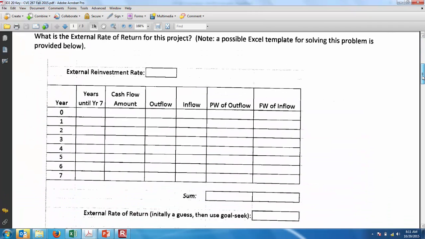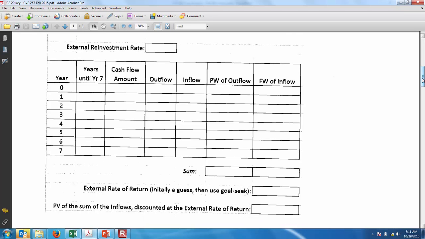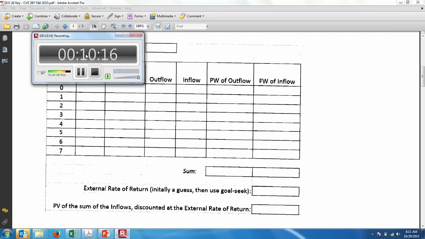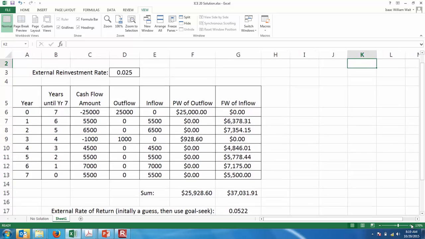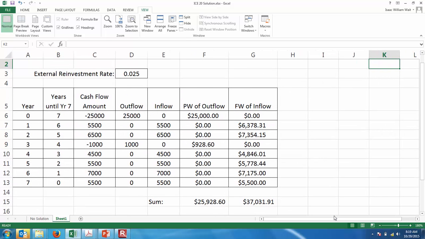So here is the template for Excel. All right, many of you are getting already to the point where you're calculating this. This part is easy. You've done this sort of thing before where you are finding the present worth of outflows using the external reinvestment rate and the future worth of the inflows at the external reinvestment rate. So this is the amounts, okay? So that part is something you've already done before.